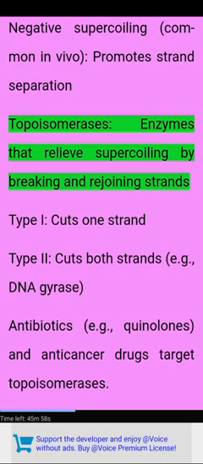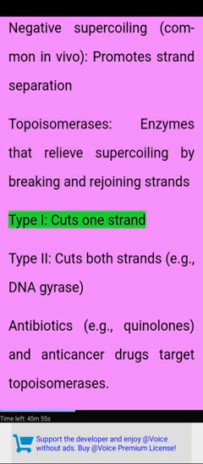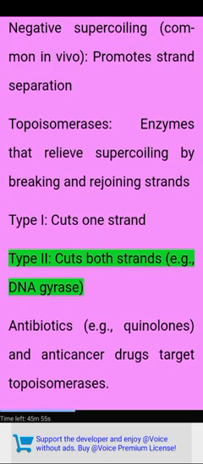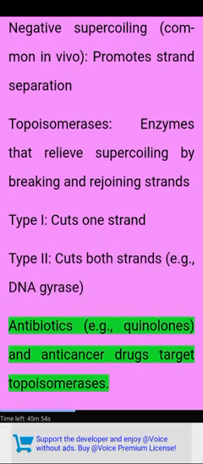Topoisomerases are enzymes that relieve supercoiling by breaking and rejoining strands. Type 1 cuts one strand. Type 2 cuts both strands, e.g., DNA gyrase. Antibiotics, e.g., quinolones, and anti-cancer drugs target topoisomerases.